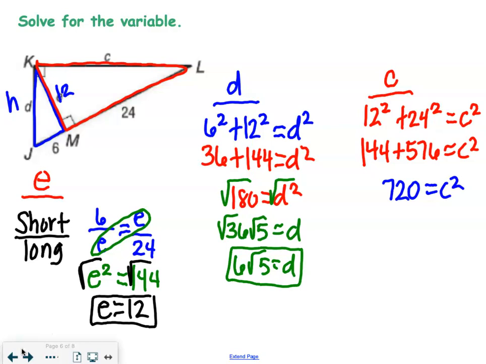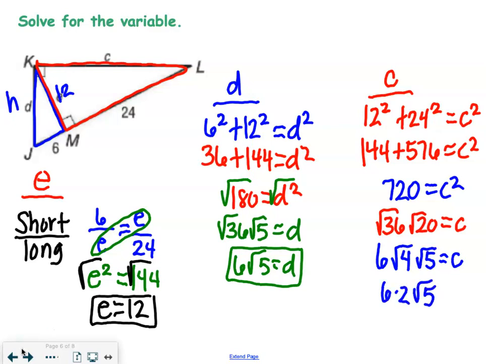I know that 36 goes into 72, so that might be a good place to start. So I'm going to do 720 divided by 36, and I get 20. So now the square root of 36 is 6, but we can still break apart the square root of 20, because what perfect square goes into 20? Well, 4 does. How many times? 5. So now the square root of 4 is 2. Now 6 times 2 is 12, so 12 root 5.